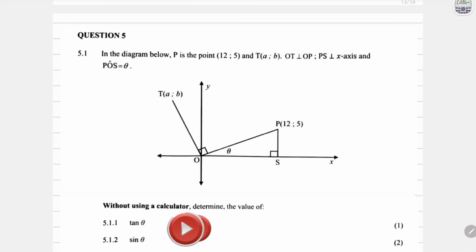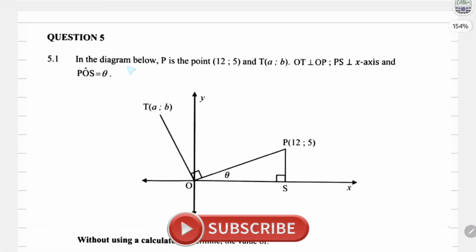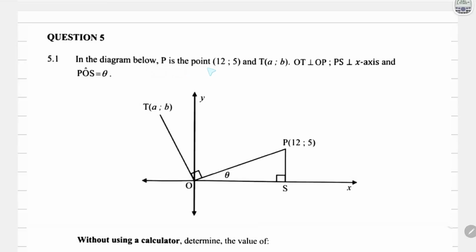Okay, we're on question 5, and 5.1 says, in the diagram below, P is the point (12; 5), and T is (A; B). They tell us that OT is perpendicular to OP, as we can see, we have a 90-degree angle there. They also tell us that PS is perpendicular to the x-axis, also a right angle triangle over there, and angle POS is equal to theta.